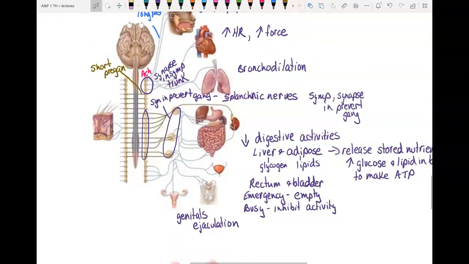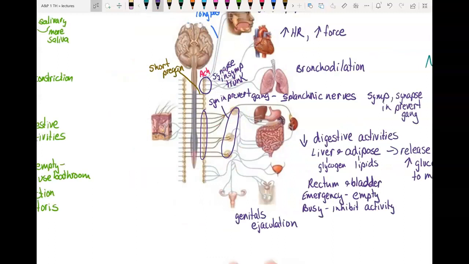All of these are going to be norepinephrine. So everything over here, we're secreting norepinephrine onto the effector. Then we also have on this side sweat glands. So sympathetic is going to stimulate your sweat glands and it's going to make you sweat. You're going to make more sweat. And remember, this one uses acetylcholine.